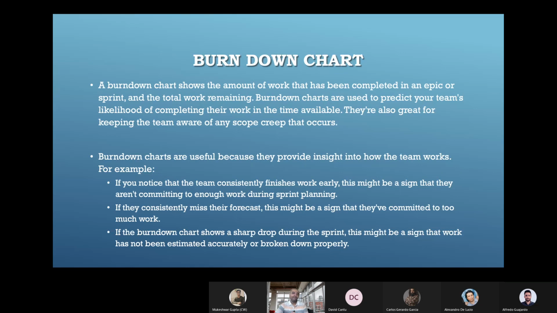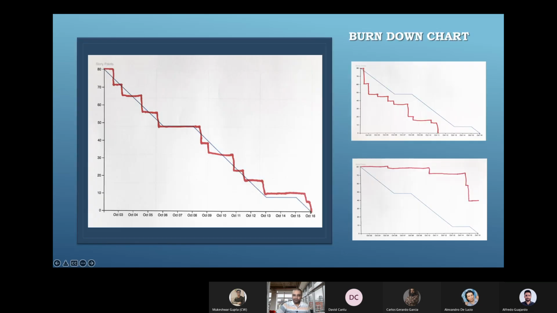But they are also great for keeping the team aware of any scope creep that occurs. If there is any scope creep, scope change, or changes when it happens, from that graph you can see that it is not moving well. Let me quickly show you this figure, then I will go back.